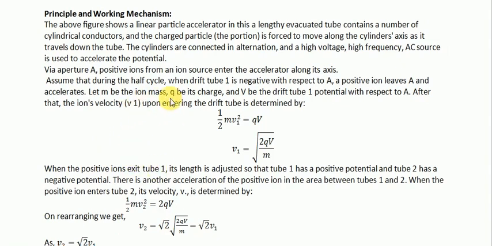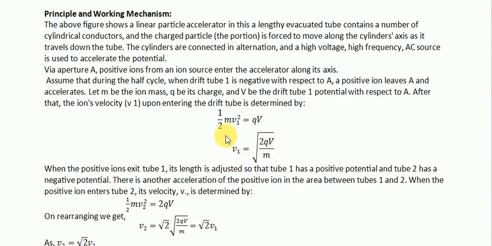Now, let's break down the math a bit. Don't worry, I'll keep it simple. When our ion crosses from one gap to the next, it gains energy from the voltage across each gap. After the first gap, its speed is v1, which we can calculate using the energy formula: half m v1 squared equals qV, where m is the particle's mass, q is its charge, and V is the voltage applied. After rearranging the equation, we have v1 equals root over 2qV by m. Great. So that's our speed after the first acceleration.